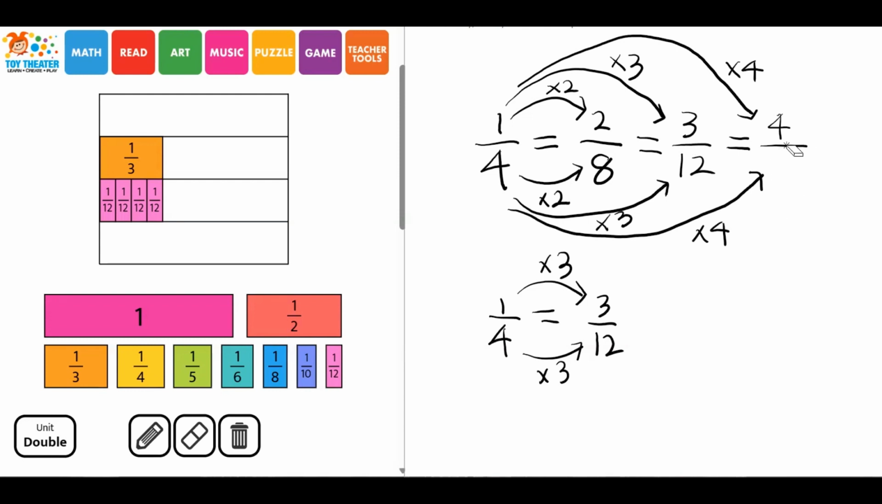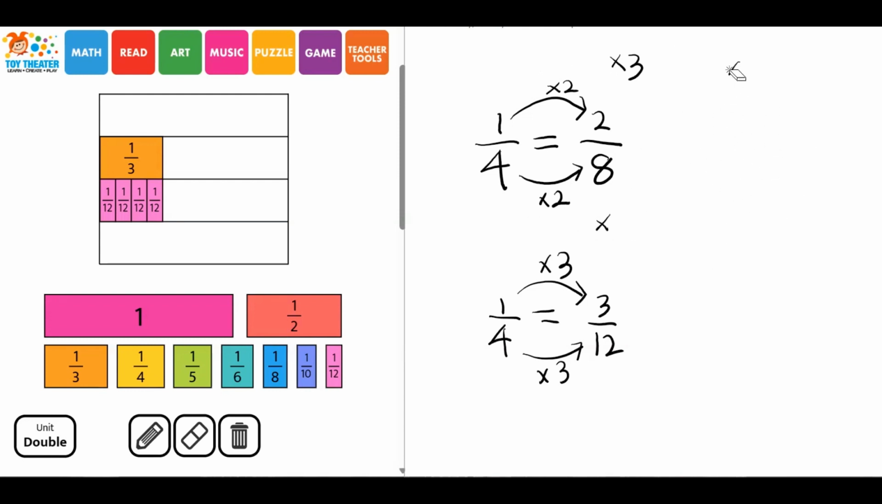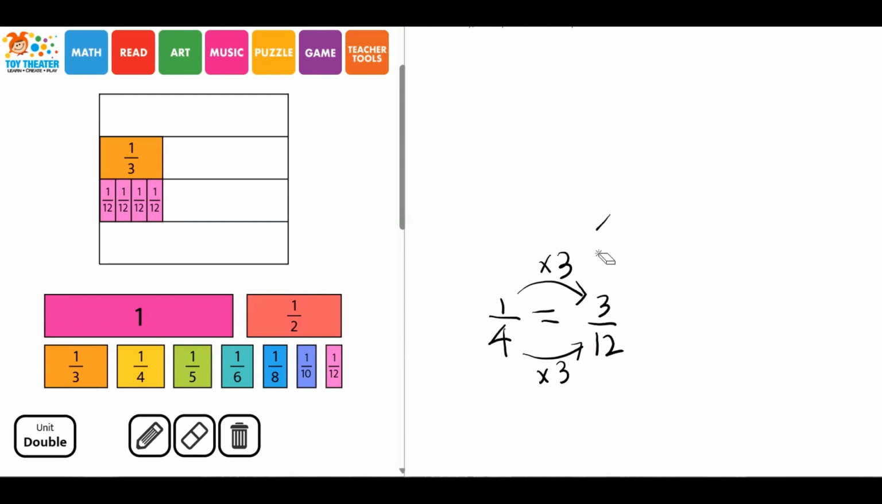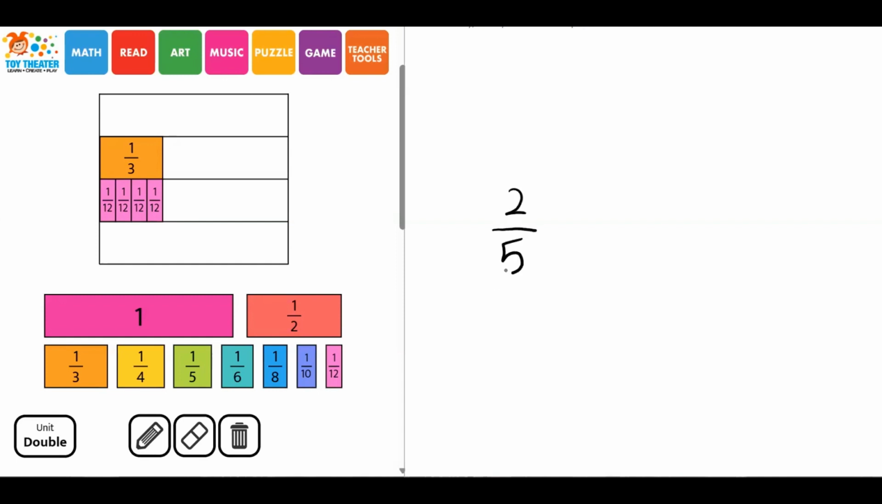Okay, last but not least, what happens if they ask me to find equivalent fractions of a fraction whose numerator is not 1? So just now we looked at half, 1/3, and 1/4. What happens if I need to find the equivalent fractions of 2/5? Okay, it is exactly the same thing. So my first equivalent fraction will be to multiply my numerator by 2 and my denominator by 2. So this will give me 4/10.